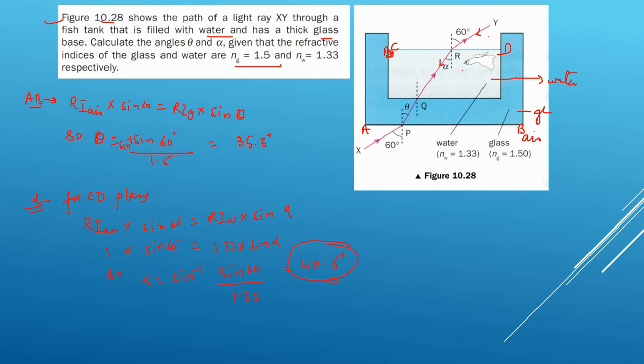You can pause the video and try to get this value, and if you can do it, it means you understood the part. Now let's see some more questions which you can solve by yourself. You can pause the video and let me know your final answer.